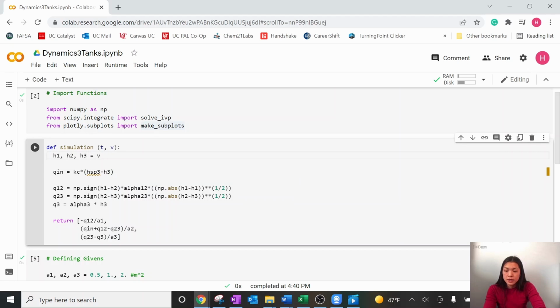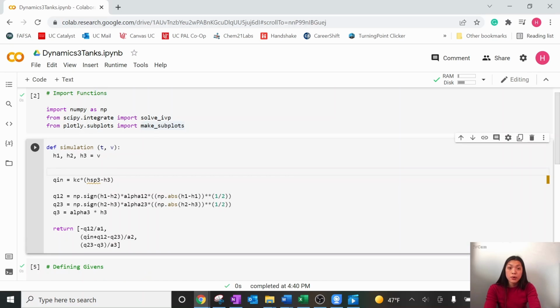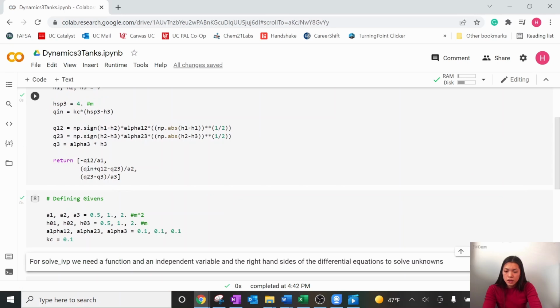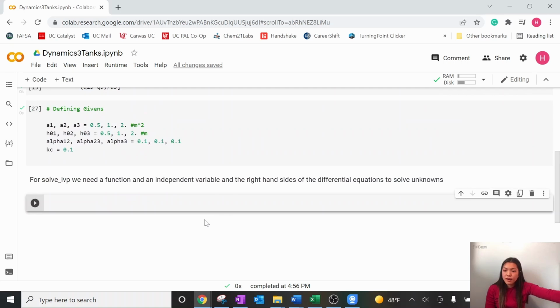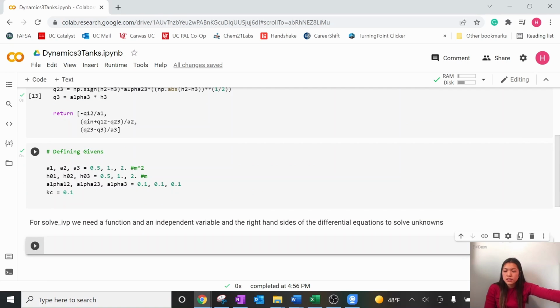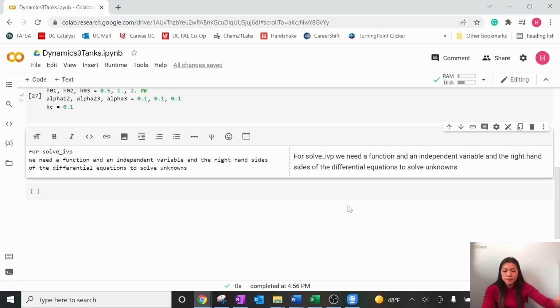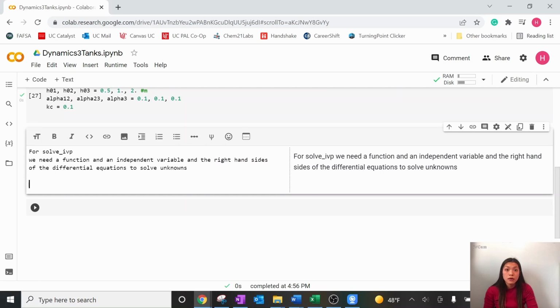And it is telling us that we have not defined the set point that we want for tank 3. So the set point that we want for tank 3 is 4 meters. So we're going to shift enter and shift enter. And so now that we have our function and our givens defined, we can move on and finally use solve IVP to solve for the values of the fluid heights.